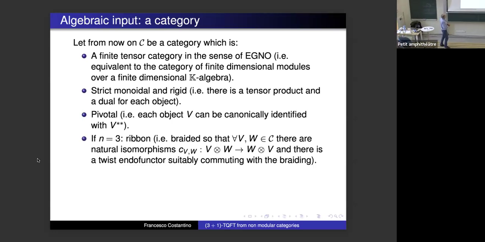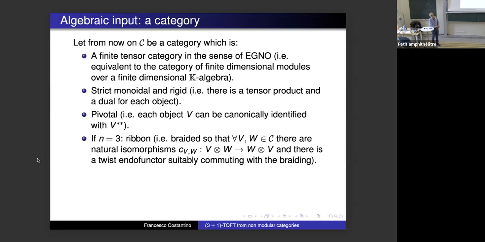It will be monoidal. I'll take it strict. I'll take it rigid. Okay. So every object has a dual. And finally, I want it to be pivotal. Pivotal means that every object is canonically isomorphic to its bidual. Or stated differently, there is an isomorphism from the identity functor to the bidual functor.